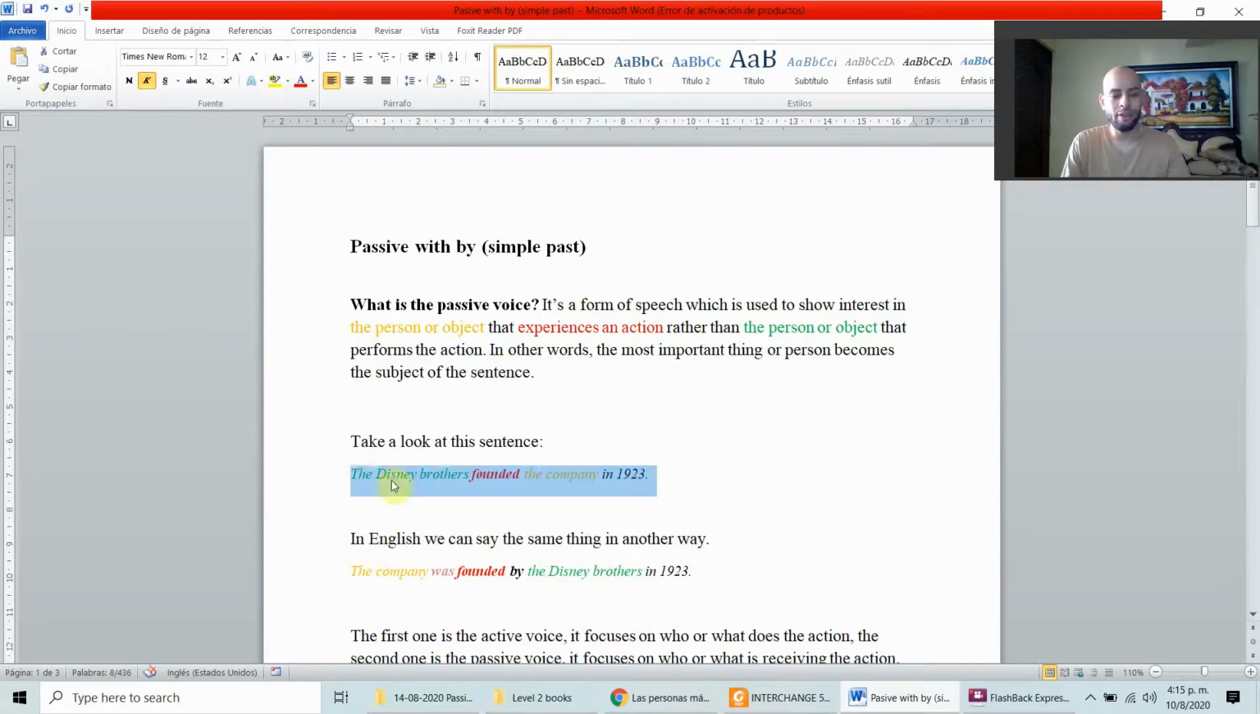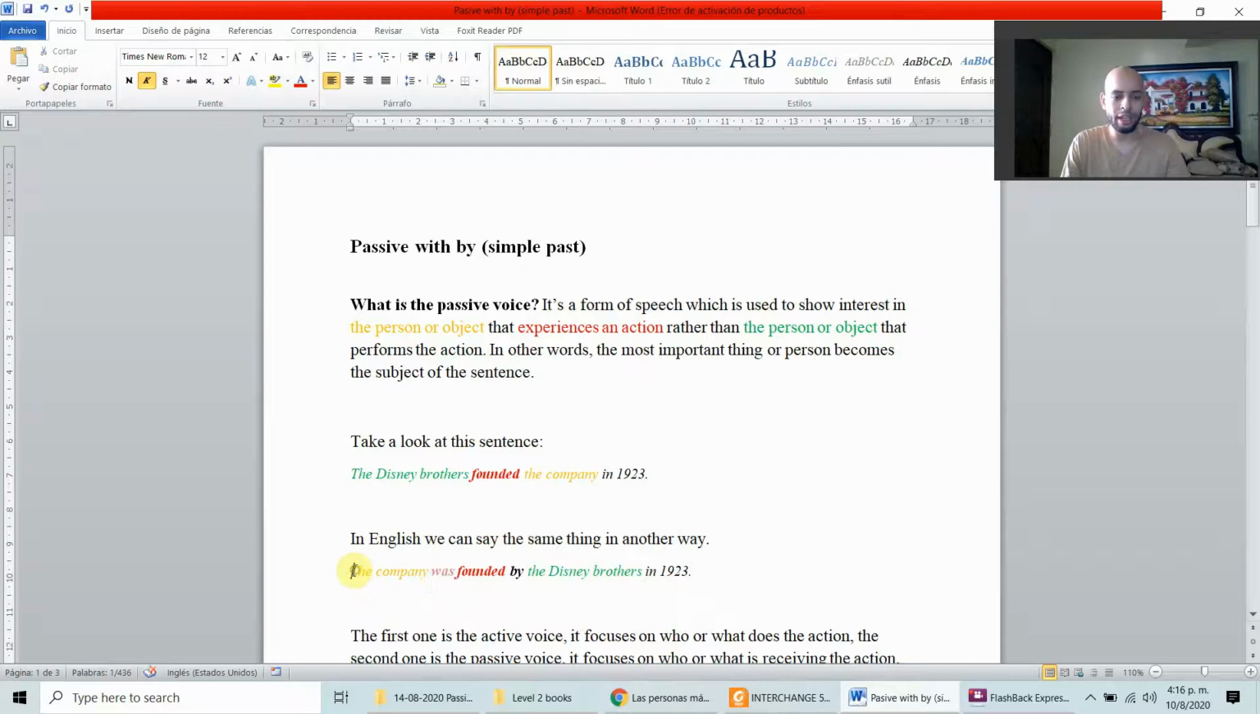Let's take a look at the difference. The Disney brothers here founded the company in 1923. The action done by the Disney brothers is received by the company. But here, the company was founded by the Disney brothers. Again, the action was done by the Disney brothers. They founded the company. But here, the company takes the form of the subject of the sentence.